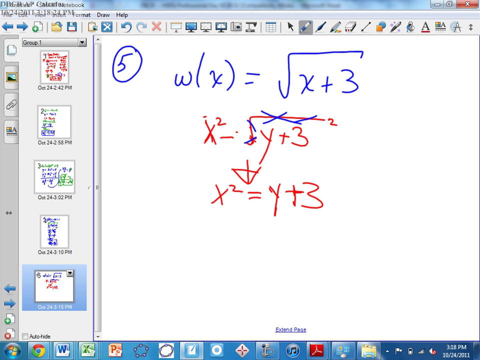Hold on. Okay, what's the goal? Get y by itself. Okay, so wouldn't that be minus 3? Yep. It could be like this. So does it stay x to the second? Yeah, just the x.